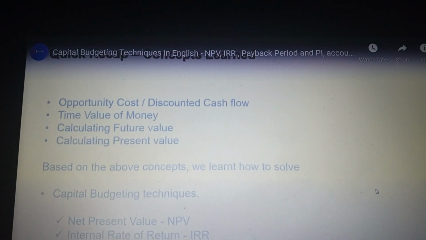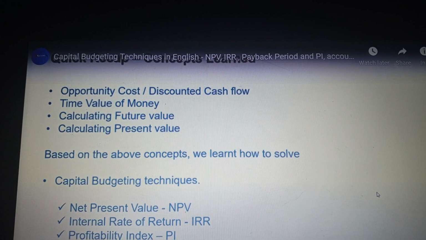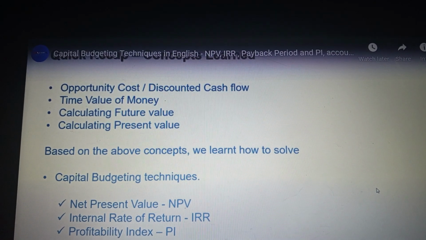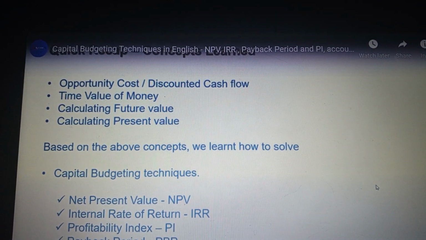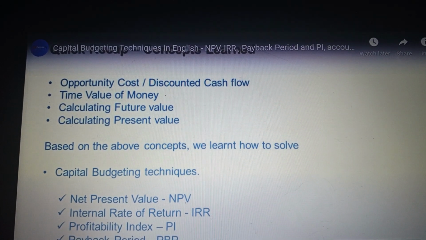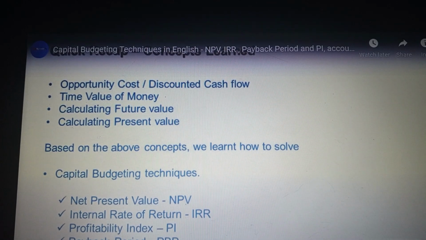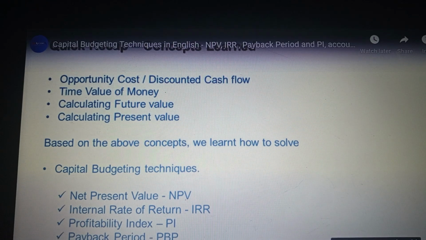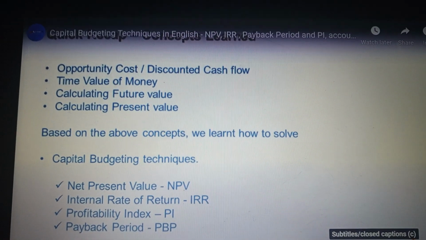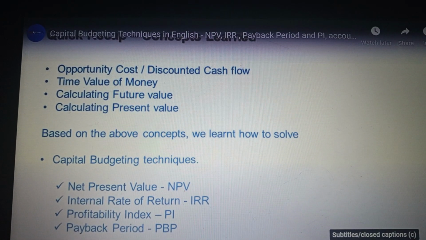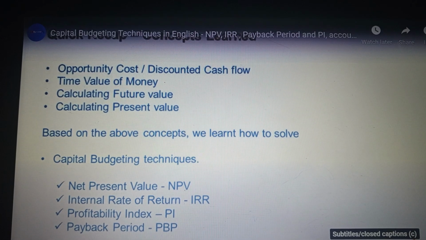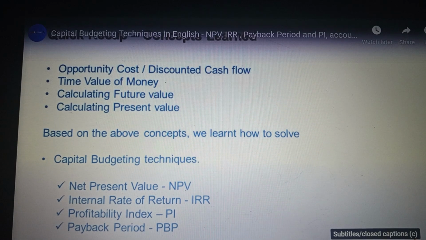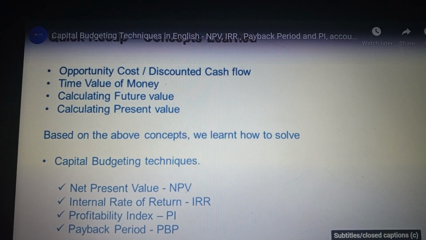So let's do a quick recap as to what we have learned in this video today. We've started with the definition of what is capital budgeting techniques. We looked into the financial management overview. We learned about opportunity cost, which is nothing but the discounted cash flow. We learned about time value of money, with which we can calculate the future value and the present value using the one and only formula that we have. And then we did a couple of examples on net present value, internal rate of return, profitability index, and payback period.